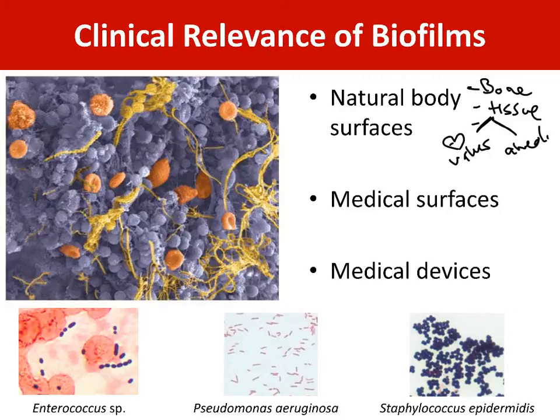Medical surfaces. This is any surface in the hospital, that can be gurney railings, that can be door handles, that can be tubing in a respirator, anything like that, has the potential, if it gets seeded with these organisms, to have a biofilm develop on it. And when that happens, just as biofilms protect microorganisms from antibiotics and antibodies, they also tend to protect them from disinfectants that are used on hospital surfaces.